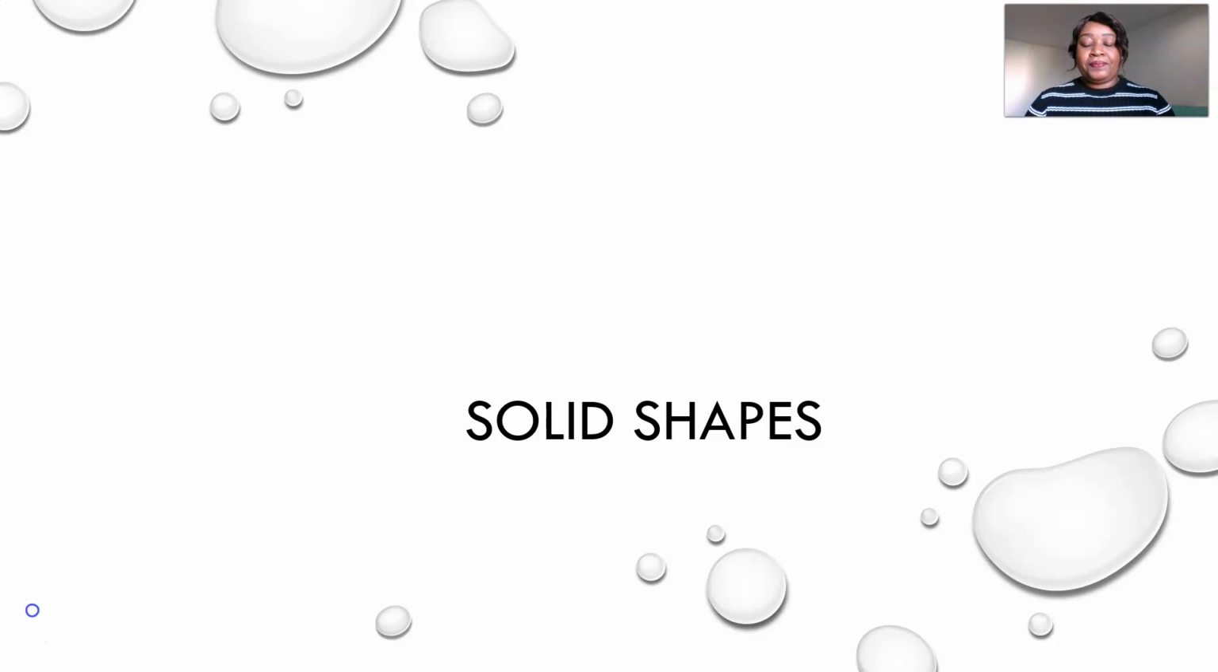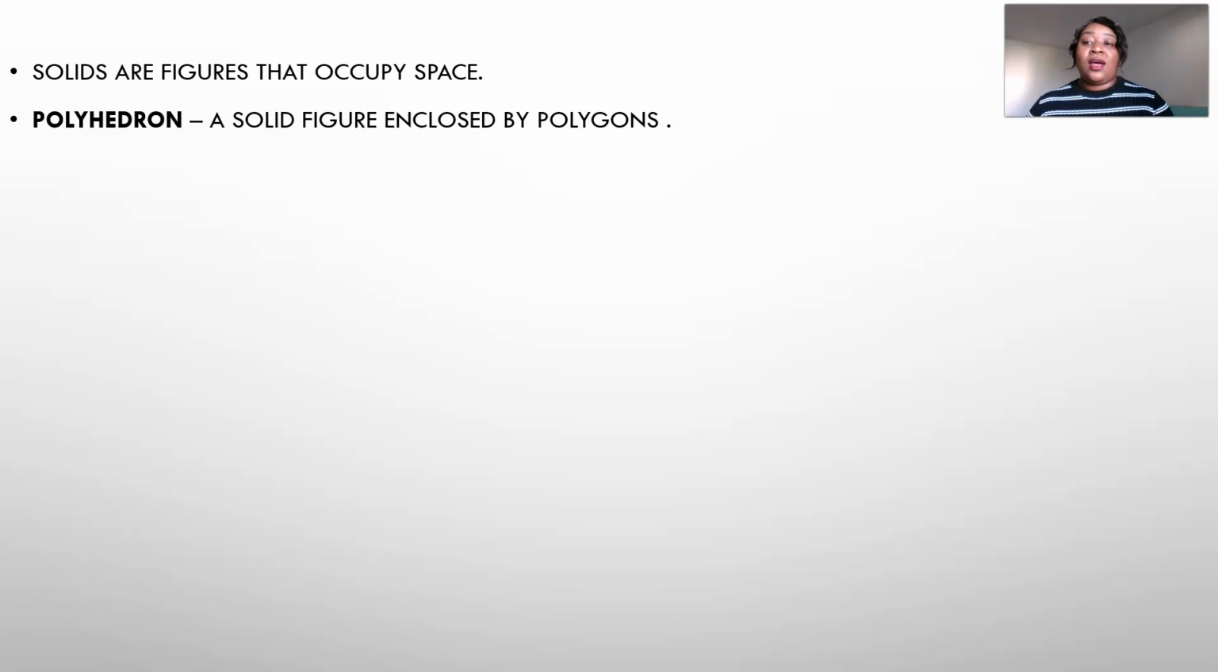So we already know what a solid shape is. Solid shapes are figures that occupy space. So this means that these figures have a length, a width, and they have a height. And we also call these 3D shapes, right? So we also have what we call a polyhedron, which is a solid figure enclosed by polygons.